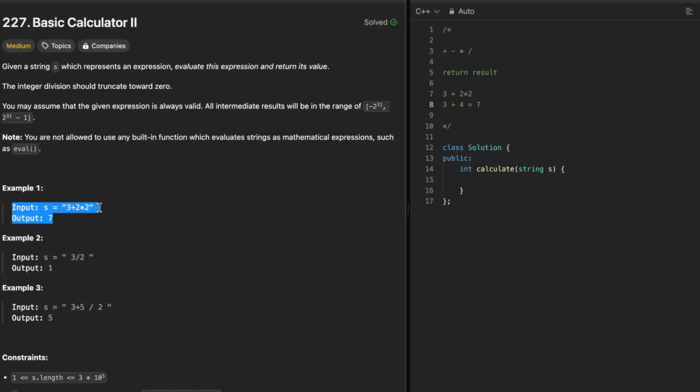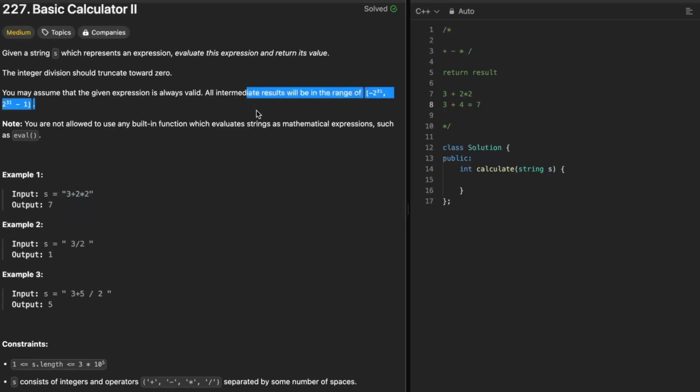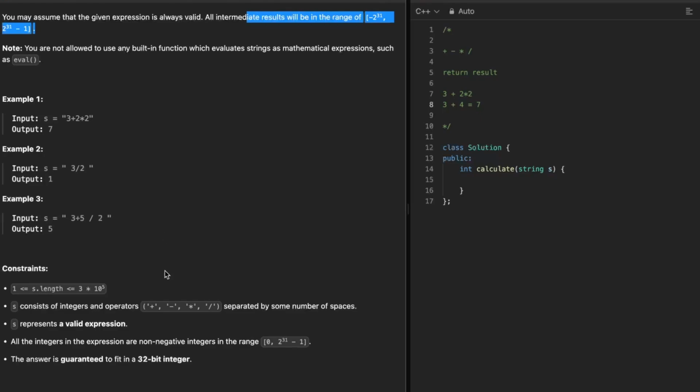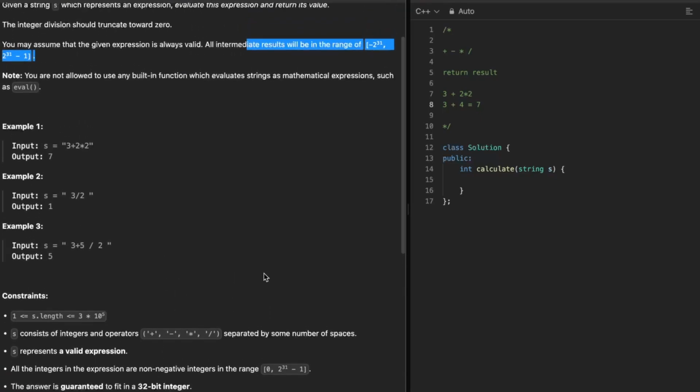This is the output and you are given the constraints. These all will be integers, and division should truncate towards 0. So 3 divided by 2 is 1. Spaces we don't need to consider. In this expression, you give precedence to 5 divided by 2, which becomes 2, and 3 plus 2 is 5. So the output should be 5.